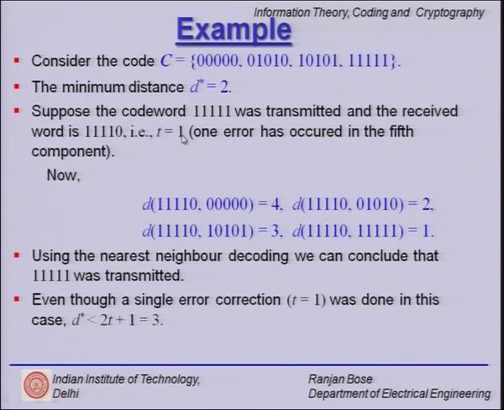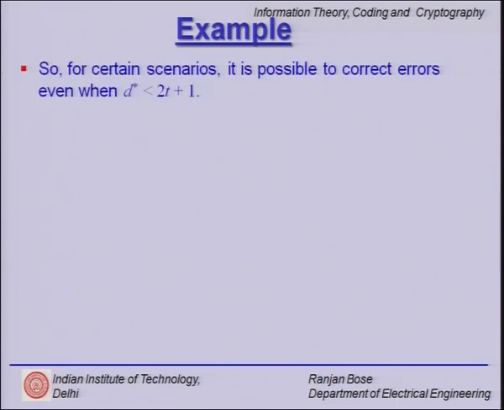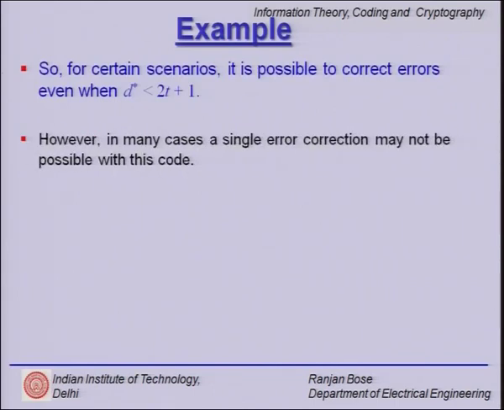The point of this example is to show that D star greater than or equal to 2 t plus 1 ensures all the sad, pathetic cases are also covered. You will never make a mistake, you will always be able to detect and correct t errors. So, for certain scenarios it is possible to correct errors even if D star is less than 2 t plus 1, but in many cases a single error correction may not be possible.